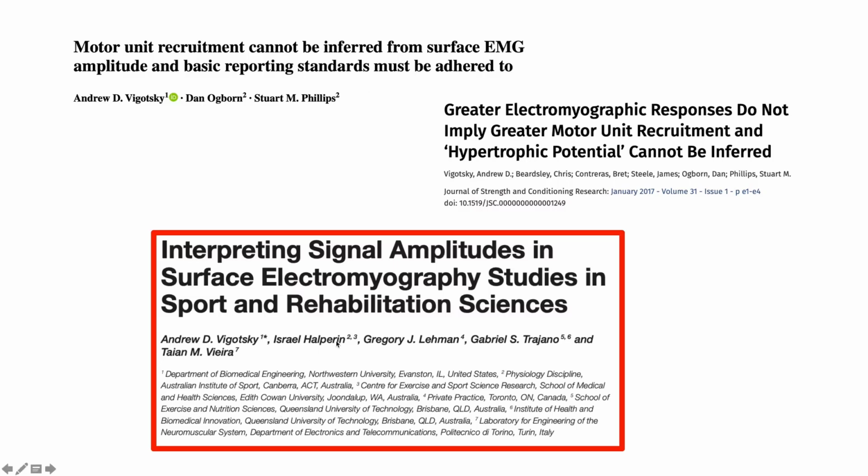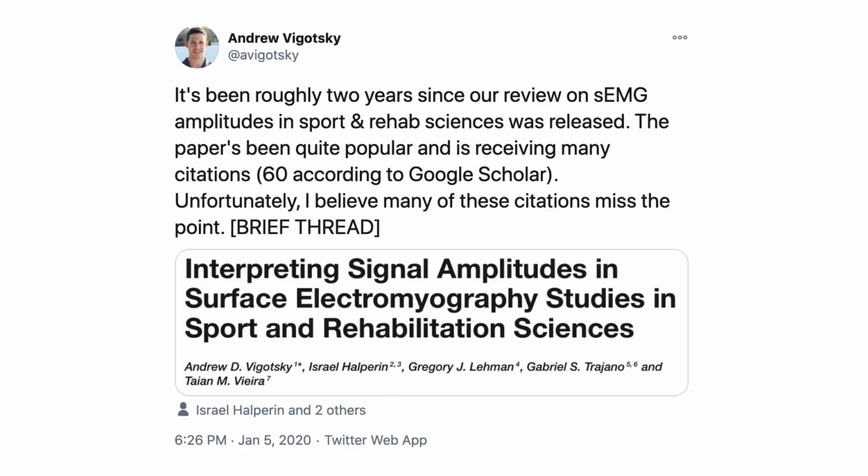And more recently, Israel Halperin, Greg Lehman, Gabriel Trajano, Tyann Vieira and myself wrote this review, which was published in Frontiers in Physiology, and it's received a lot of attention. And in this review, we go through what is surface EMG, what can it tell us, what can't it tell us, and how should we start to think about these types of inferences. And the community seems to respond well to it, but I think it may have been for the wrong reasons.